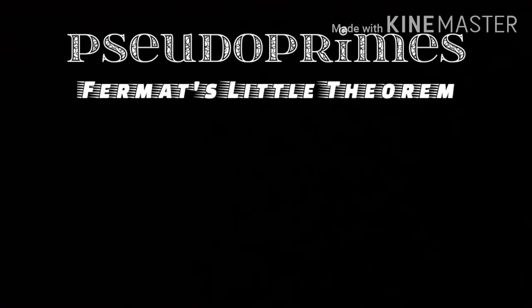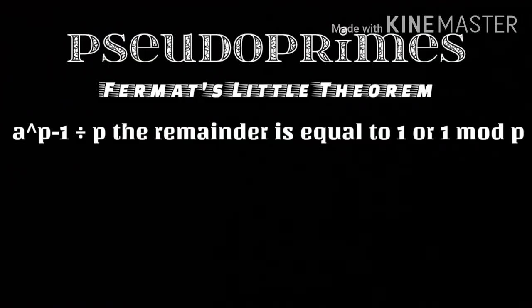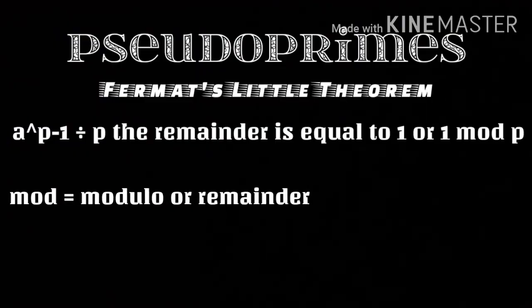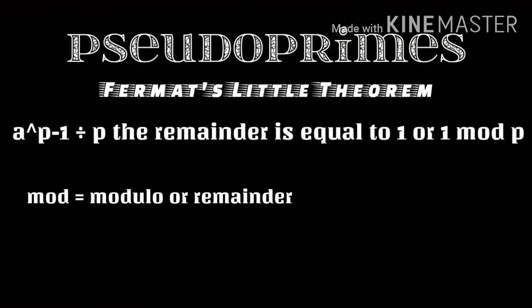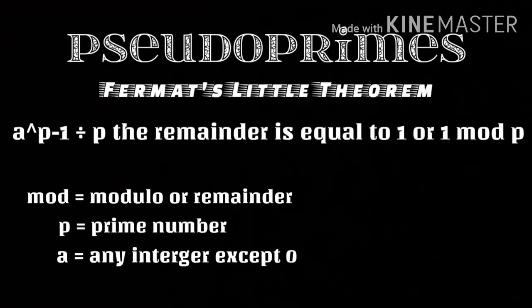Now, let's proceed with pseudo primes. According to Fermat's little theorem, if a raised to p minus 1 is divided by p, the remainder is equal to 1, or we can say 1 mod p. Take note that mod is modulo or remainder, p is a prime number, and a is any integer except 0.